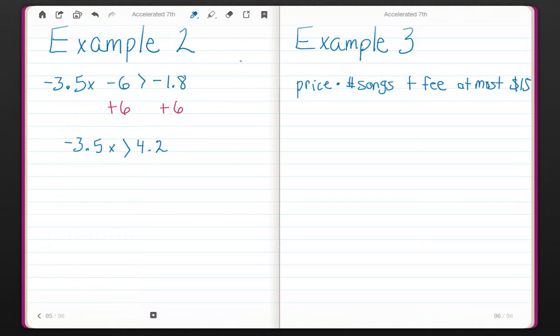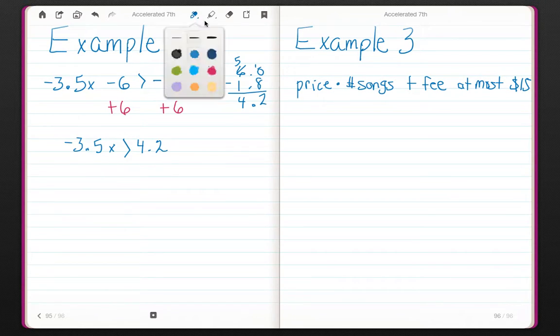And I solve this because -1.8 plus 6, signs are unlike, so I'm going to subtract 6 minus 1.8. This becomes a 5. 10 minus 8 is 2. 5 minus 1 is 4. I keep the sign of the greater absolute value, which is the 6, so it's a positive 4.2.